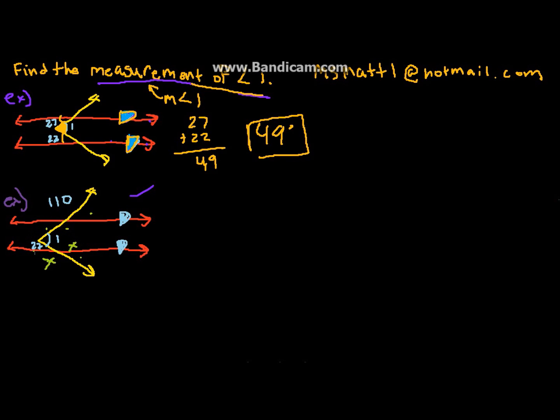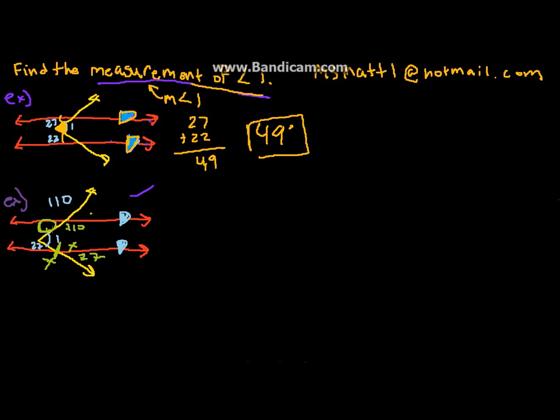Some of these we can already find out. Like right here, 27. Well, this also has to be 27 because these are vertical angles. They're opposite each other on opposite sides of a line, like almost an axis. And since they're opposite, they're going to be the same measurement, 27 and 27. Same thing with 110. This is going to be 110 too. But one thing we need to find out is this.